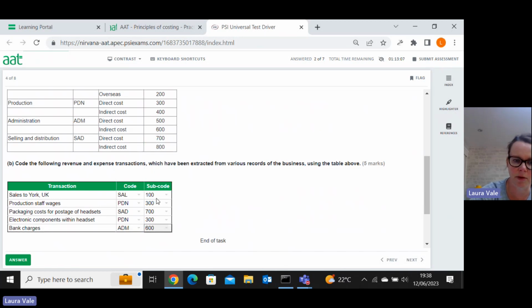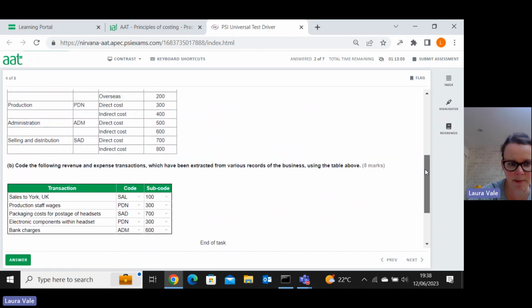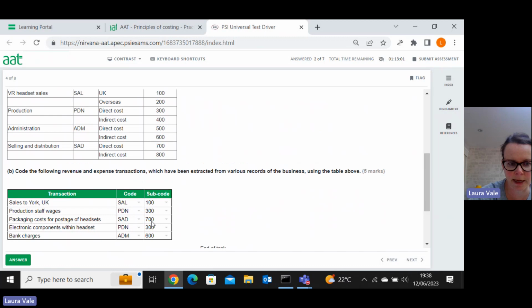Right, so I'm going to go and have a look in more detail at that direct indirect business, because I am a bit puzzled as to why that packaging costs there is 700. If you know, please put a message in the comments.